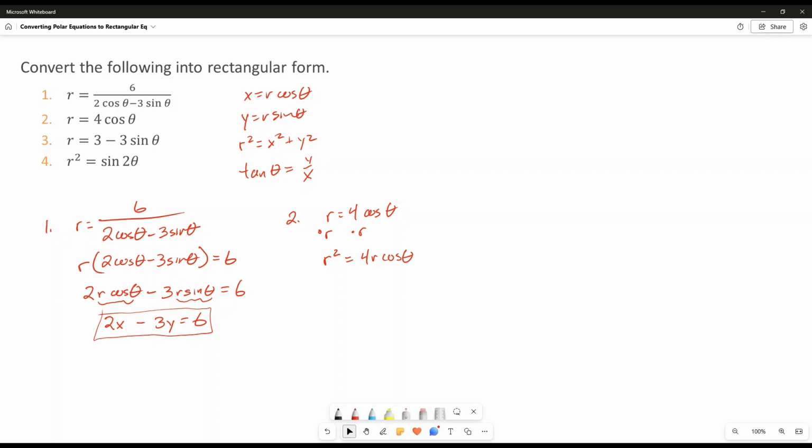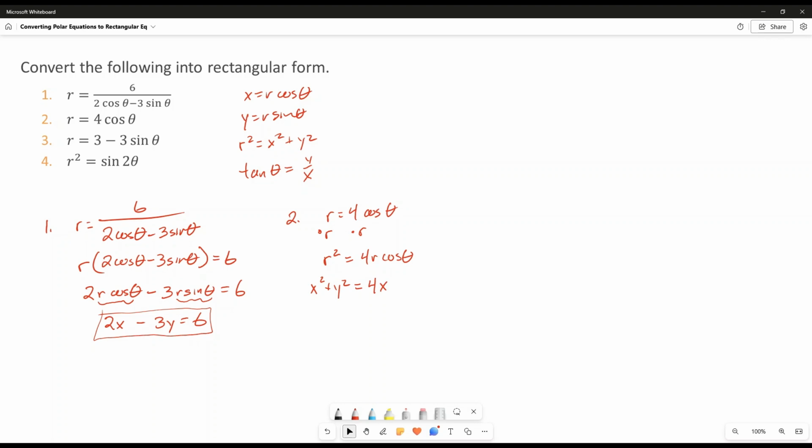So this r squared equals 4r cosine theta. I can replace the r squared with x squared plus y squared. And on the right side, I could replace the r cosine theta with an x. So I'd have 4x. So x squared plus y squared is equal to 4x.